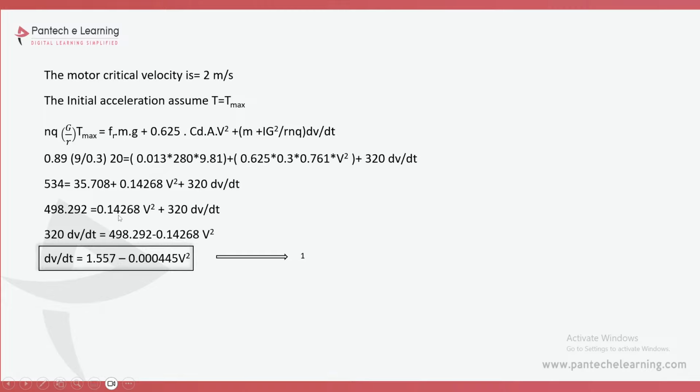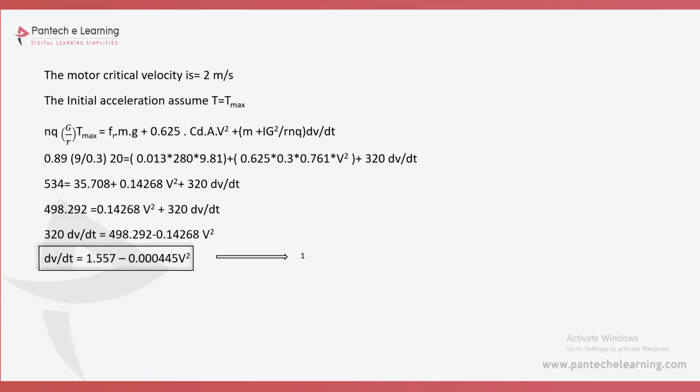Next we go to this side, meaning minus. So 498 to minus 0.15 v square, because we got minus. Next, 320 comes to this side; this multiply comes to this side, meaning divided. Divided by 498, I get the value 1.557. Divided by 0.14, I get the value 0.045 v square. So this is for T max, so 20.